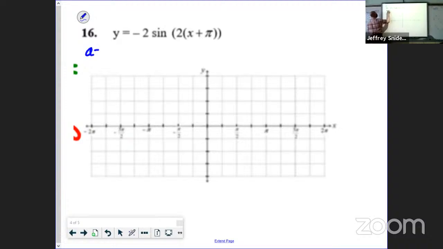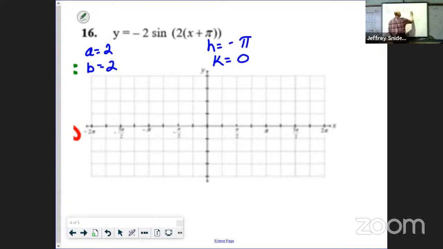So we know A is 2. That is the amplitude. B on this one is 2. H on this is negative pi, and K on this is 0. So I know my midline is at y equals 0. I know my max is going to be a 2. I know my minimum is going to be a negative 2.